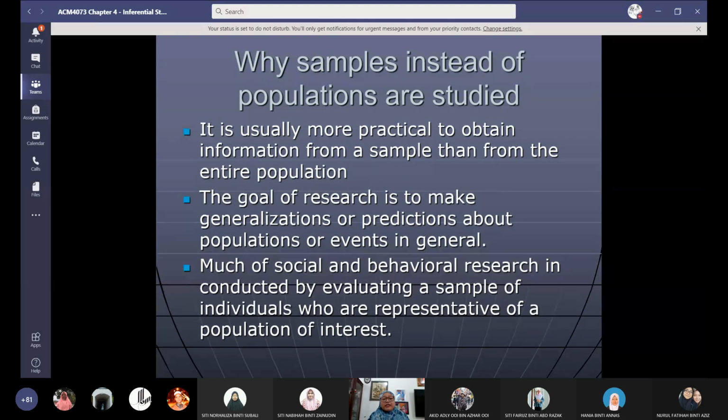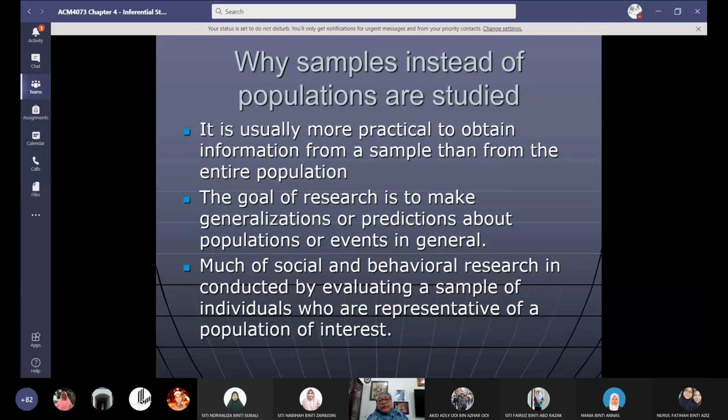The goal of research is to make generalization. So we are hoping that the small sample can generalize. The findings can be generalized to the whole population. What do we mean by generalization is that we will have predictions about the population or events in general. When we have the sample from FEBU, for example, perhaps if you have adequate numbers, those findings can be generalized to the whole population, the whole system of students.